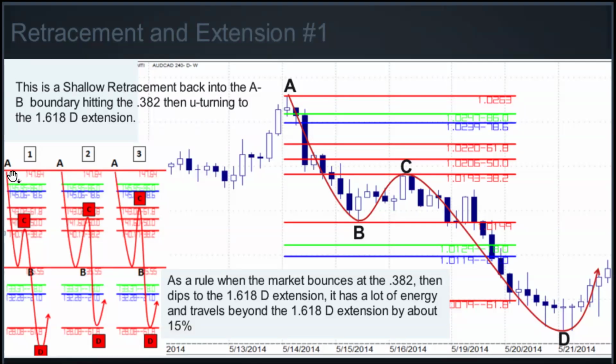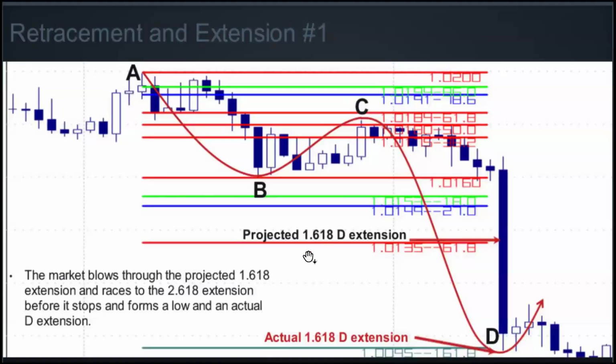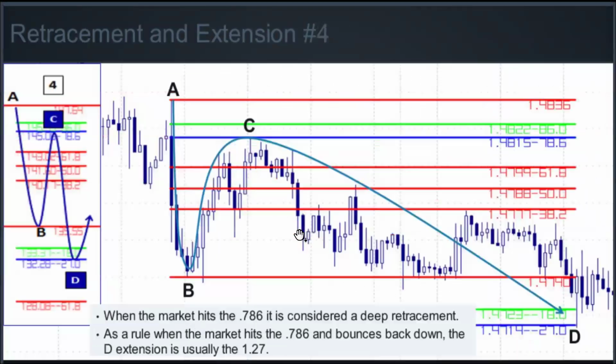Like in this case, where you have the market come to A, B, C, D. The market came to C 38.2, it moves to D 161.8. It comes to C 50, it moves to D 161.8. It comes to C 61.8, it moves to D 161.8. So these 3 levels have their corresponding extension level. These are live examples from the chart.